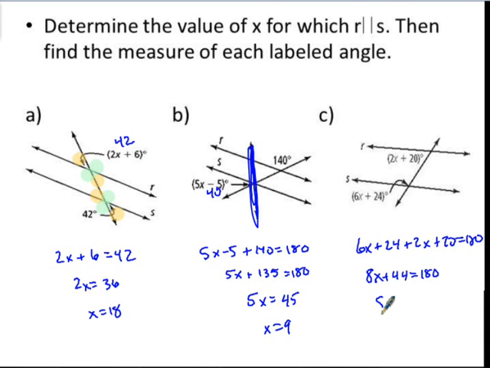I'll subtract 44 from both sides, so I have 8x equals 136, and I divide both sides by 8, so that equals, let's see, 8 goes into 13 once, 56 left over, that's 17. All right, and then each one of these angles, 2 times 17 is 34, plus 20 is 54, so that one would have to be 54, and this one would have to be 126.